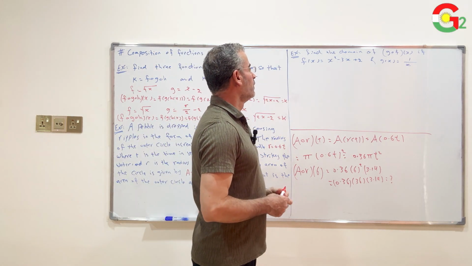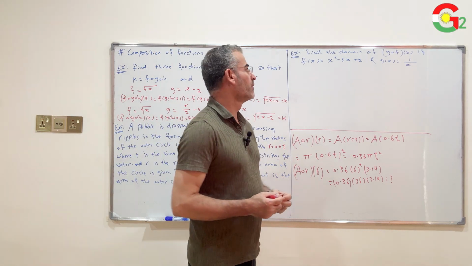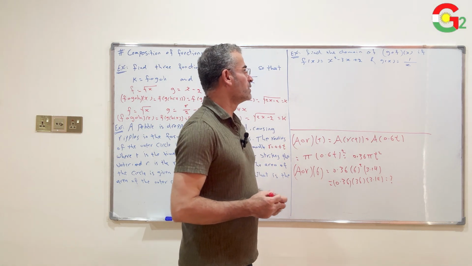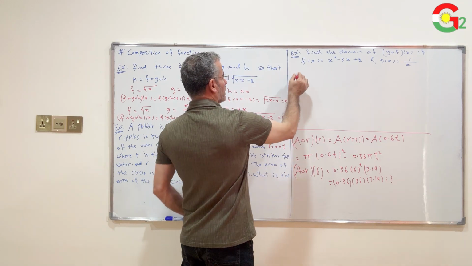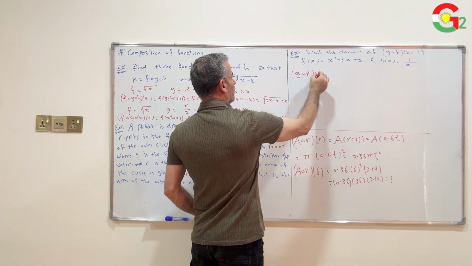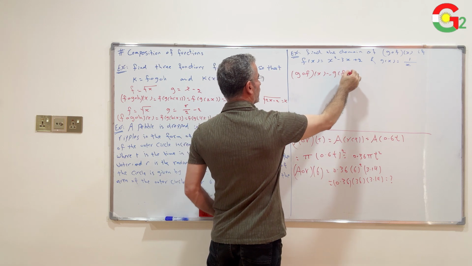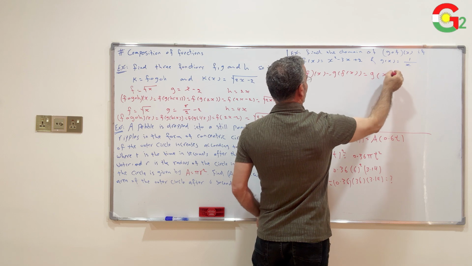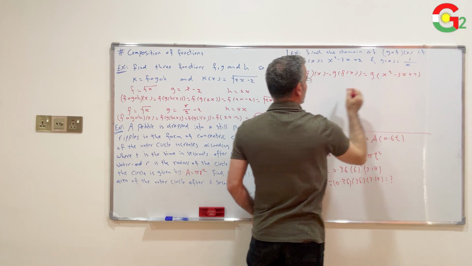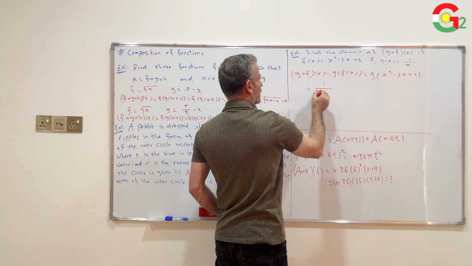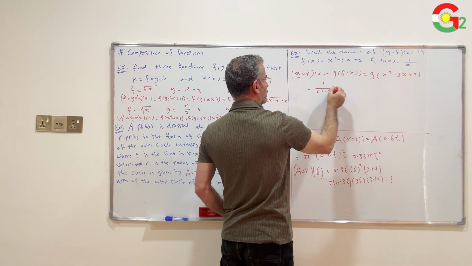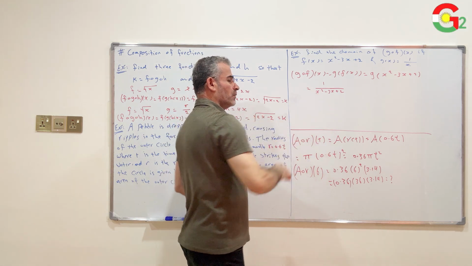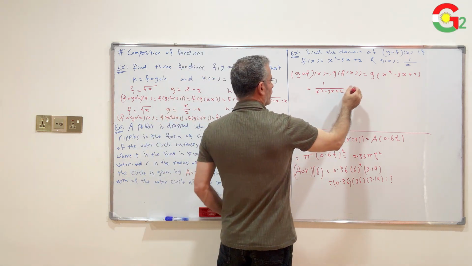Example: find the domain of the function g of f of x, if f of x equals x power 2 minus 3x plus 2 and g of x equals 1 over x. First, I need to find g of f of x, equal to g of x power 2 minus 3x plus 2, equal to 1 over x power 2 minus 3x plus 2. It is a fraction function, so the denominator should not be 0.